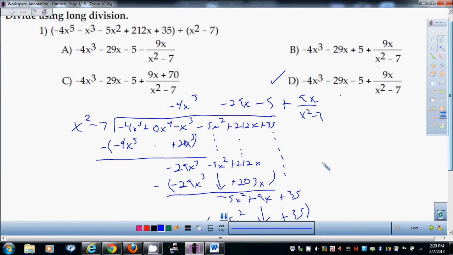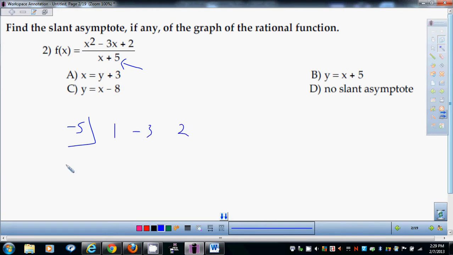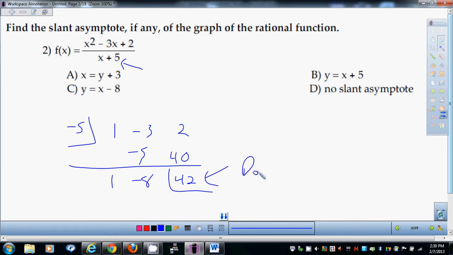Okay, number 2. Find the slant asymptote. All you have to do is divide. Now this one you can use synthetic division. If it wasn't just x plus or minus a number, you'd have to use long division. But since it's synthetic, negative 5, 1, negative 3, 2. Drop the 1. Multiply, add, multiply, add. The remainder doesn't matter on the slant asymptote. So x minus 8 is your slant asymptote, therefore making it C.